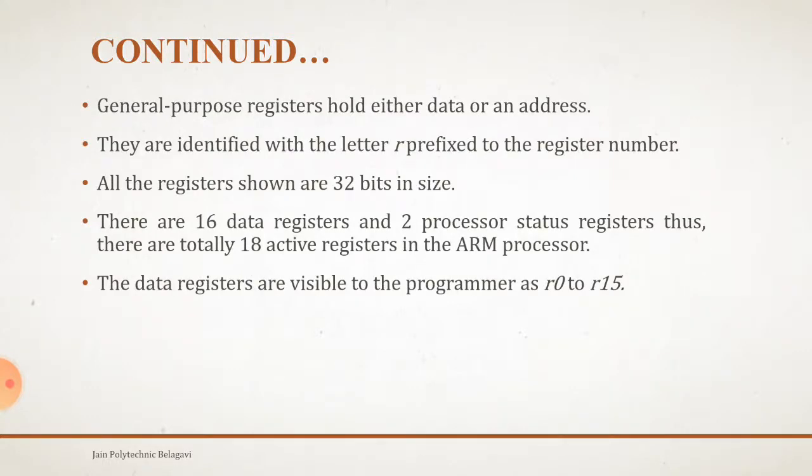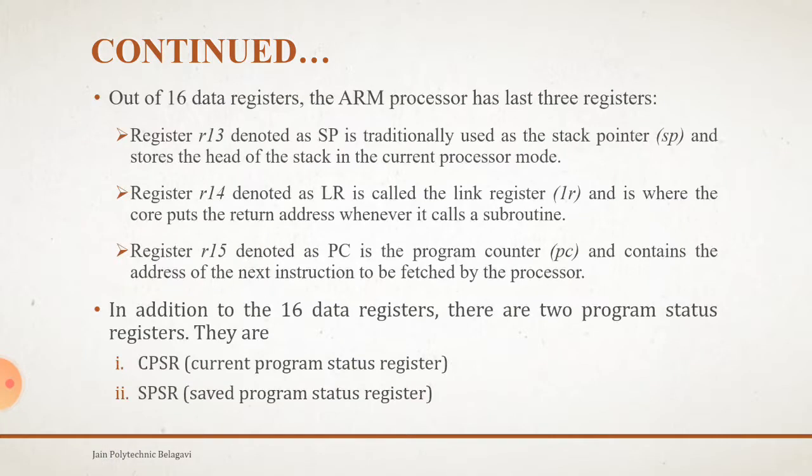There are 16 data registers and 2 processor status registers. Thus, there are totally 18 active registers in the ARM processor. The registers are visible to the programmer as R0 to R15. Out of 16 data registers, the ARM processor has last 3 registers.